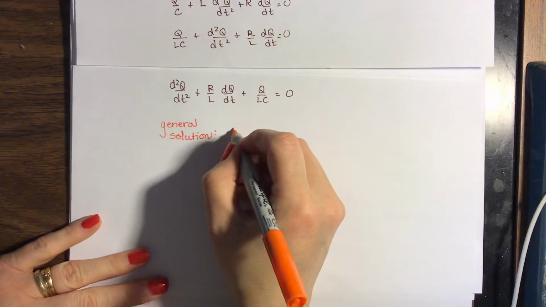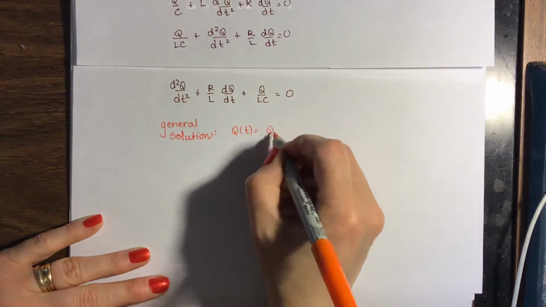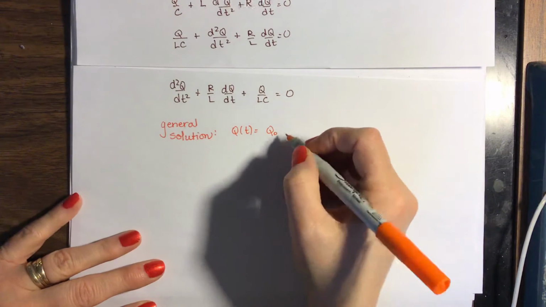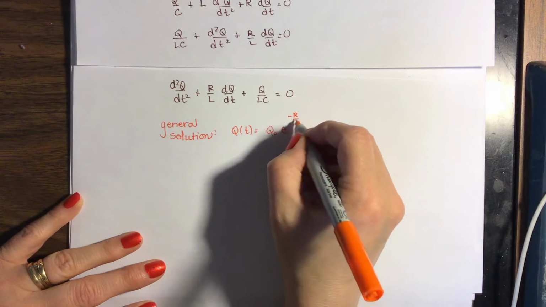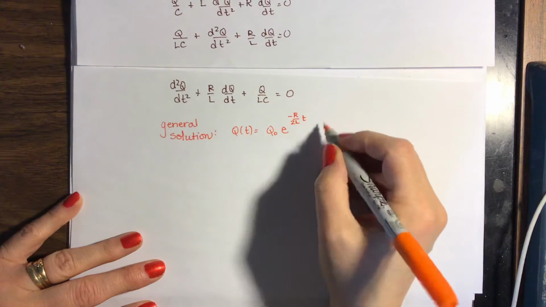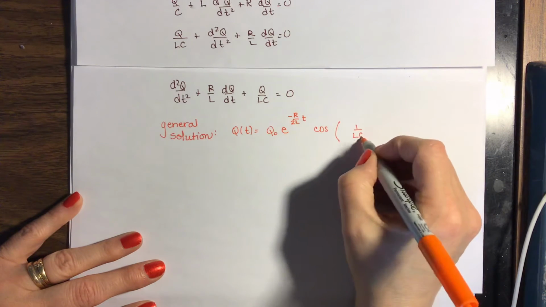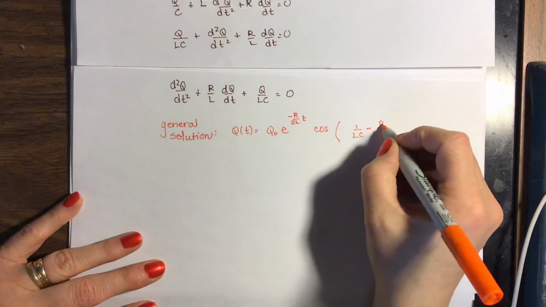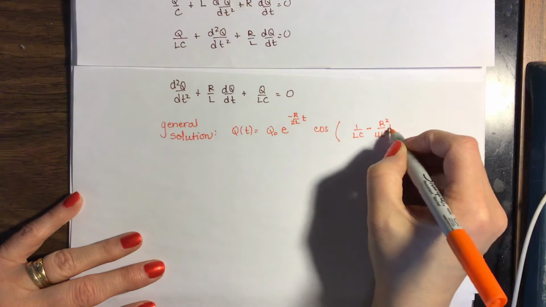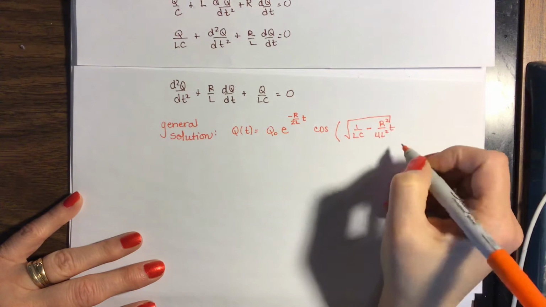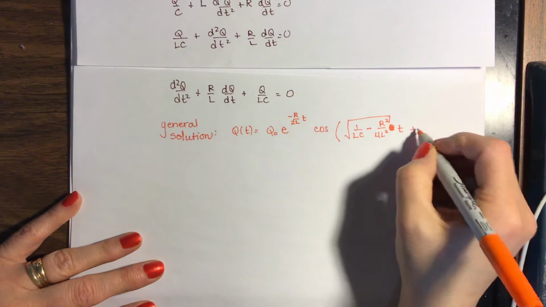of q as a function of time is equal to the maximum q, so the maximum charge on the capacitor plates, times e to the minus R over 2L times t, times the cosine of the square root of 1 over LC minus R squared over 4 times L squared, times t. And this part is under a square root. Okay, t is not under a square root. Just make sure that's clear. Plus some constant phi.